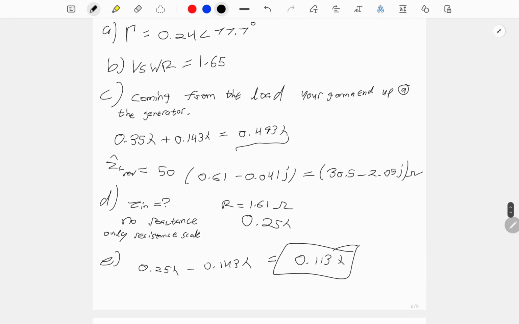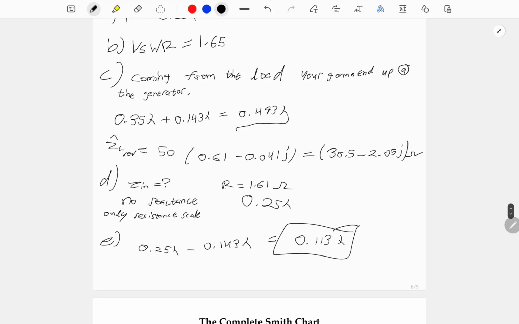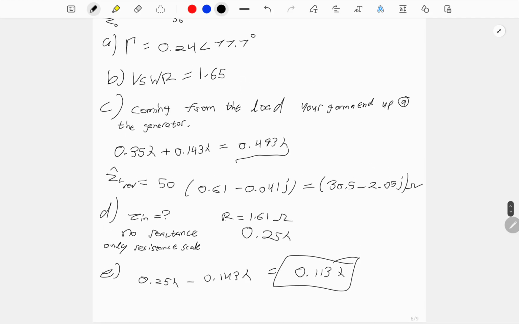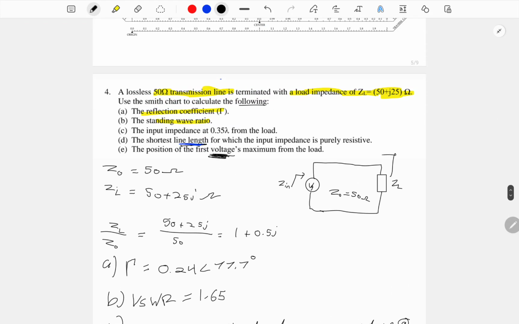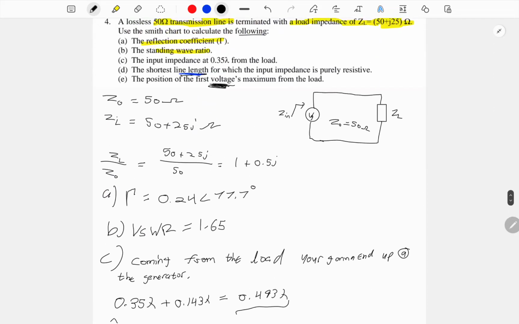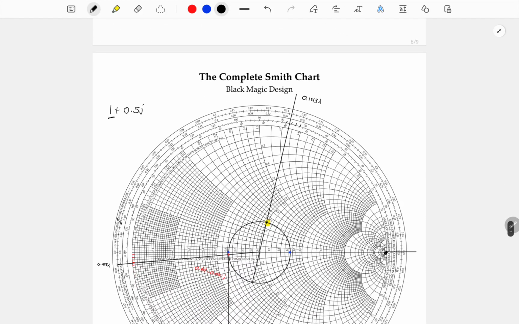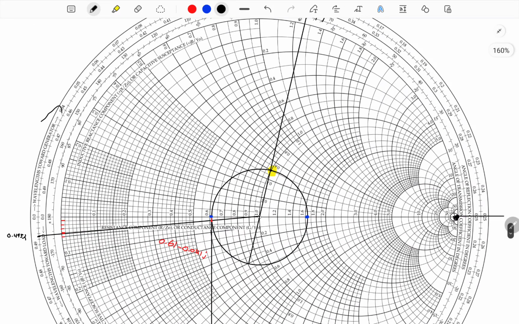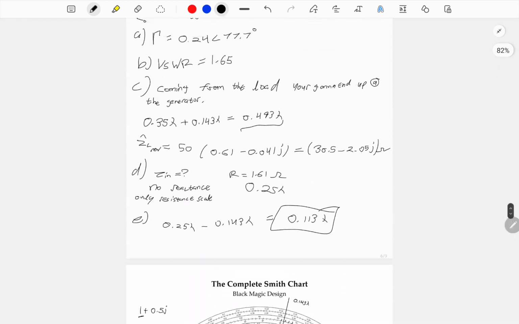And what does from the load mean? It means it's coming from the load and going towards the generator. So we're going this way. It says wavelengths toward generator, this way, and we look at the top numbers. So yeah, that's pretty much it for this problem.